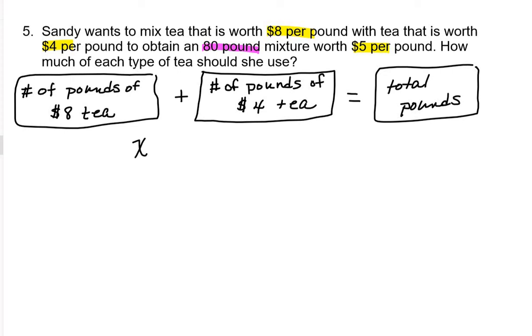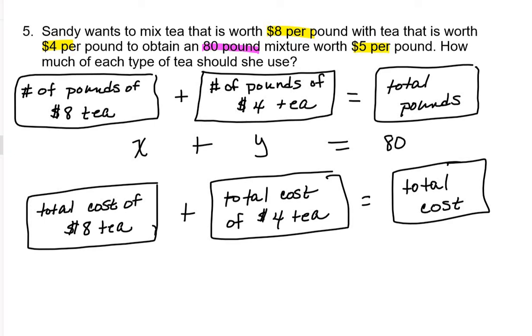The number of pounds of the $4 tea is going to be Y, and I know that when I add those together, I get 80 pounds. Now my second equation is going to be based on the cost. So I have expensive tea and cheaper tea. Mixing that together is going to get me some medium priced tea. Okay, so the cost of the $8 tea plus the cost of the $4 tea equals the total cost.